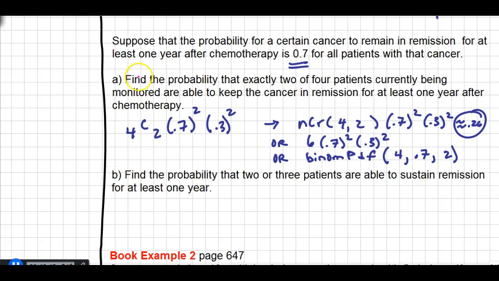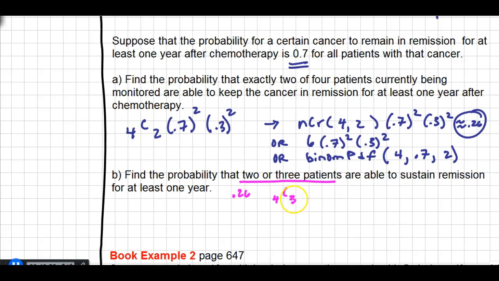So let's go back to our problem that we were doing, our example. There's a follow-up question. Find the probability that two or three patients are able to sustain remission for at least 1 year. So now they're asking us for two or three. We already know the two is 0.26. To figure out the three, we're going to do four choose three now.